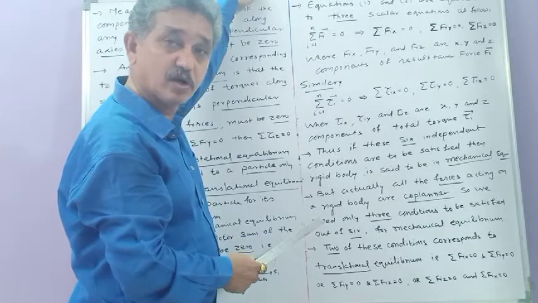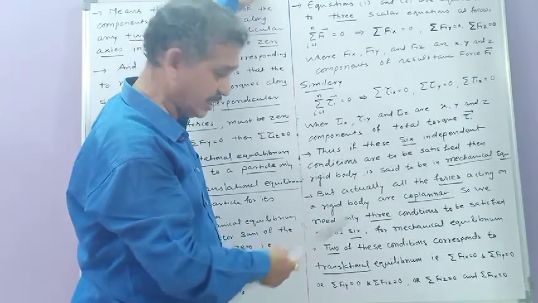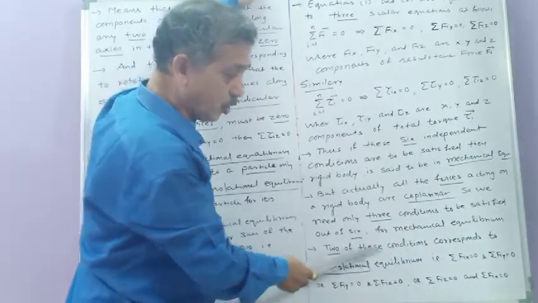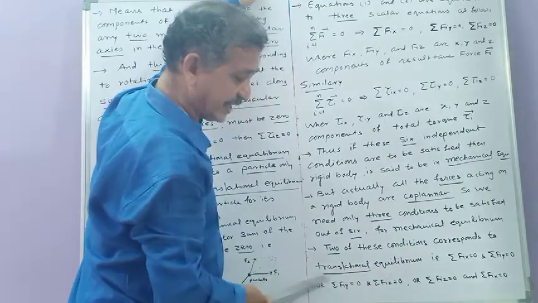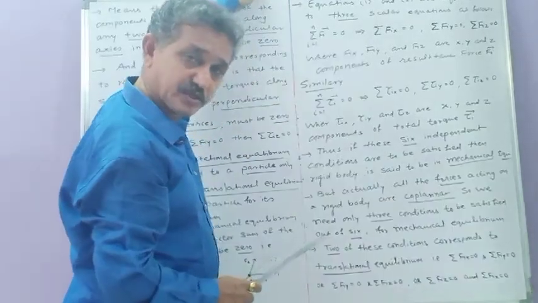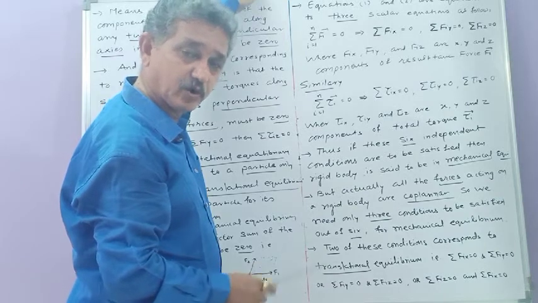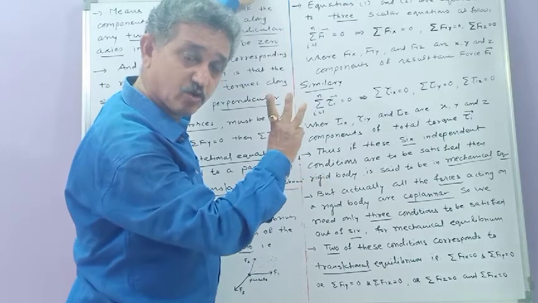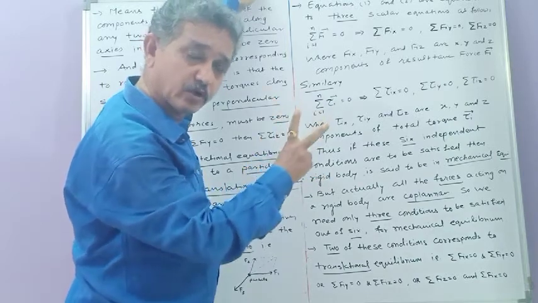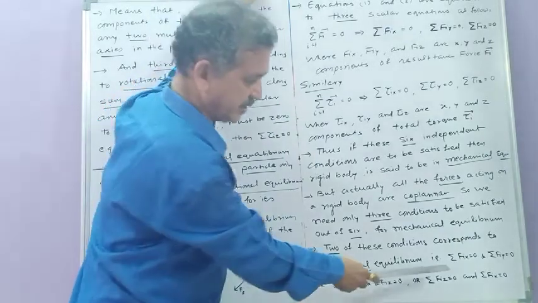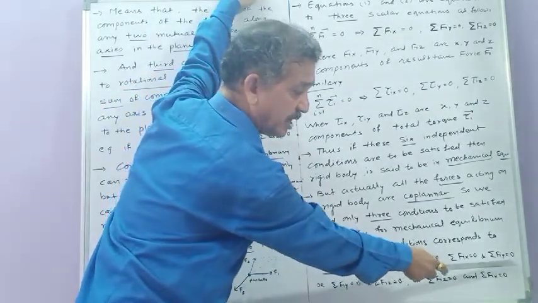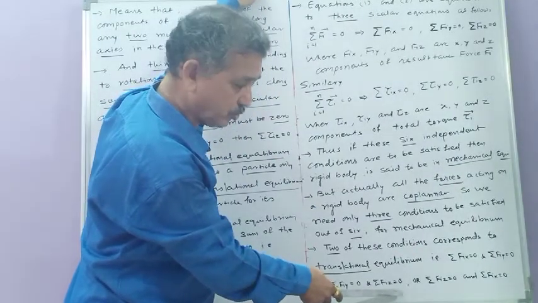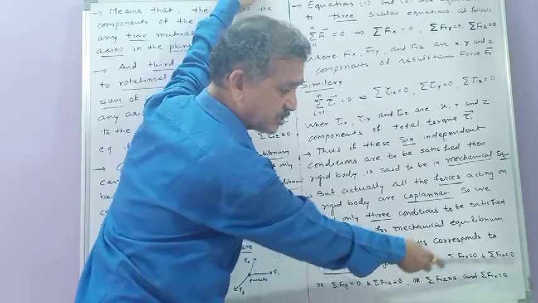Which 3 conditions for a rigid body to have mechanical equilibrium? Out of these 3 conditions, which 2? 2 of these conditions correspond to translation equilibrium. And for translation equilibrium, what should be there? Resultant force 0. But out of the 3 components of force, any 2 mutually perpendicular components should be 0. That is sigma Fix and sigma Fiy equal to 0, or sigma Fiy equal to 0 and sigma Fiz equal to 0, or sigma Fiz equal to 0 and sigma Fix equal to 0.